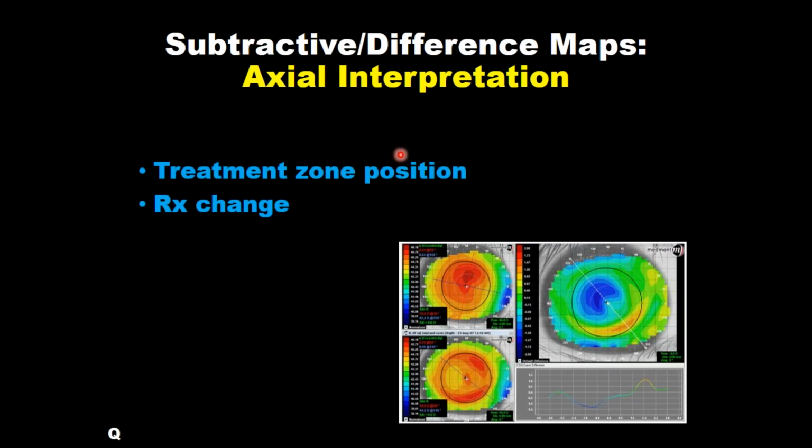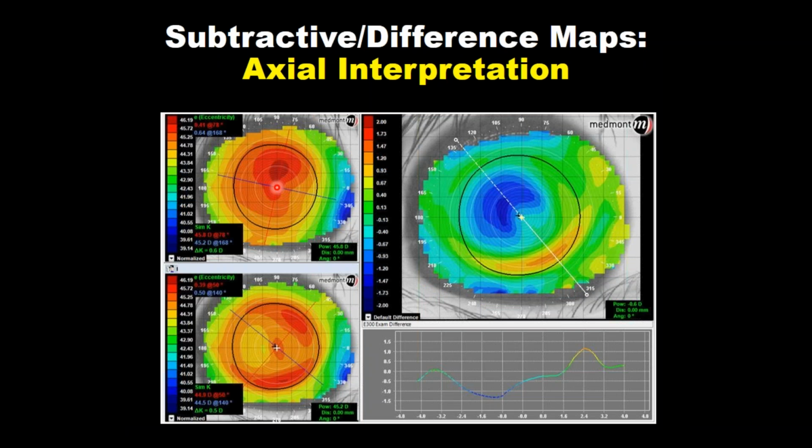And this allows us to compare pre and post treatment and have a greater definition displayed on the analysis to understand what's actually going on. Now, the first interpretation you might choose is the axial subtractive map. And the axial tells us the treatment zone position and the refractive change. So when you compare the pre-Ortho-k topography to post-Ortho-k and view the difference on the subtractive map side.